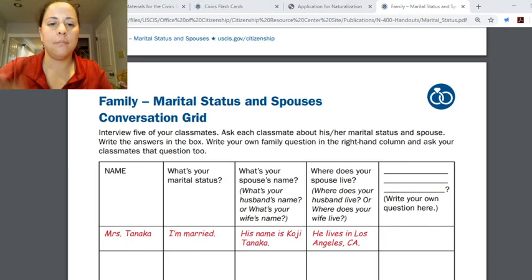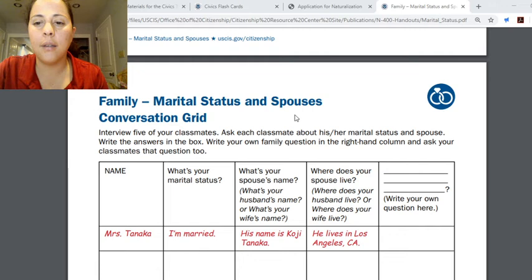Okay, let's look at this last thing: family, marital status, and spouses. For homework, I want you to ask your friends about their marital status and spouse.